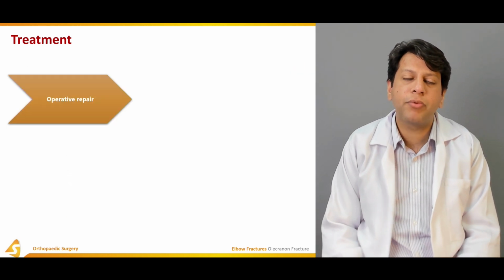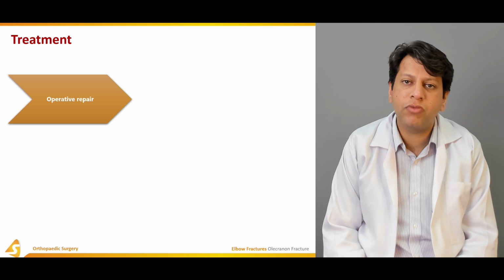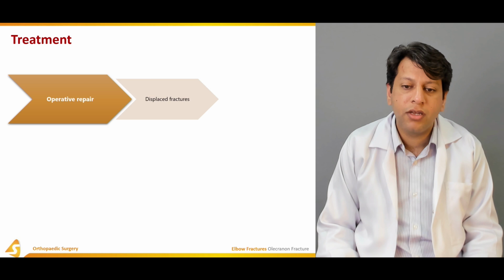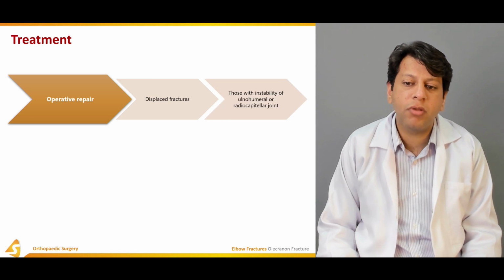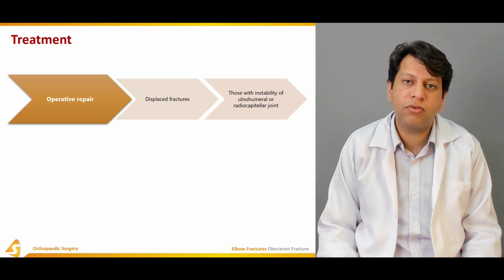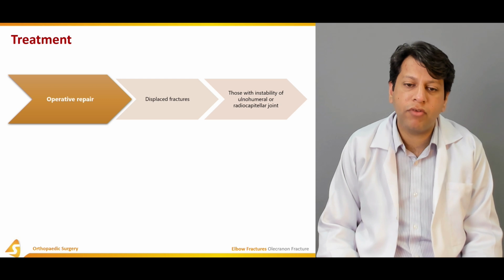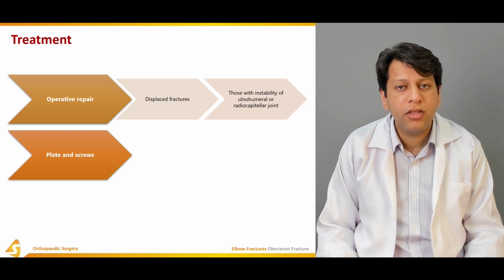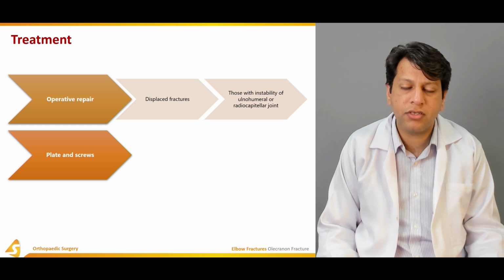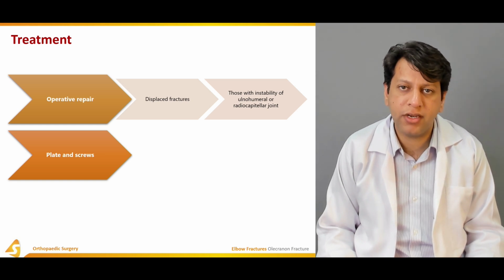Now coming to the operative repair, that is usually done in cases of displaced fracture fragments, and those with instability of the ulnohumeral and radiocapitellar joint, because that means we have to go for open reduction and internal fixation and repair the soft tissue as well. There are multiple methods of fixing the olecranon. There could be plate and screws.